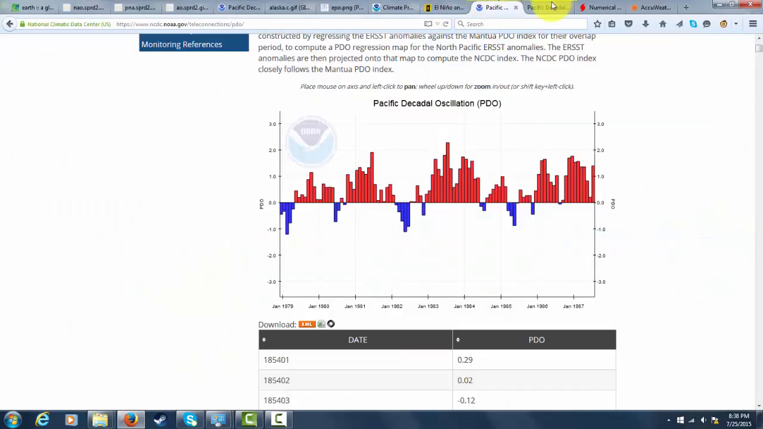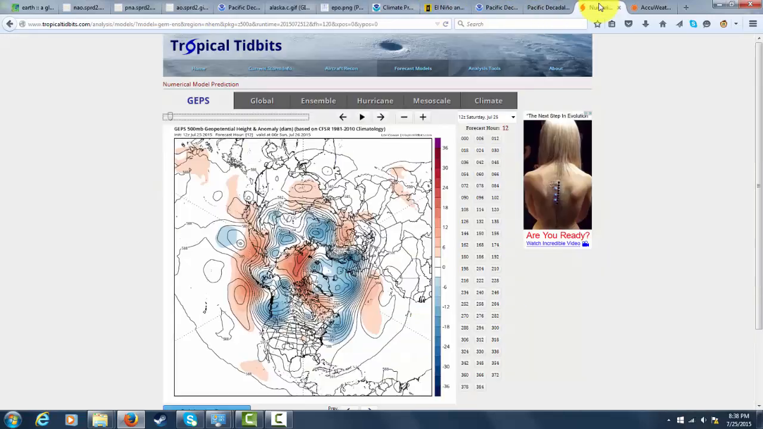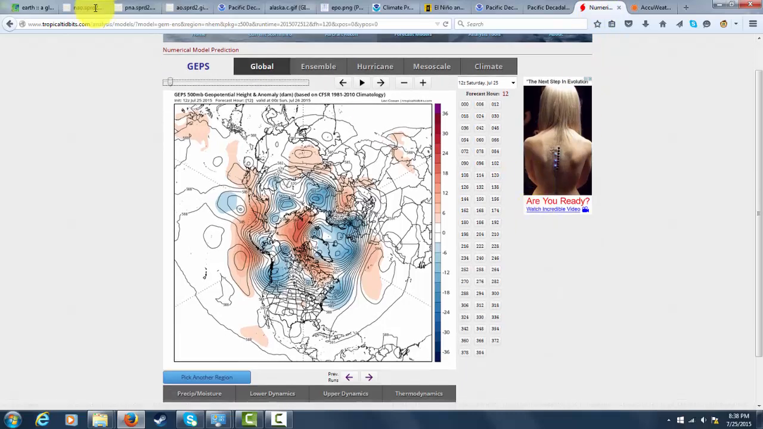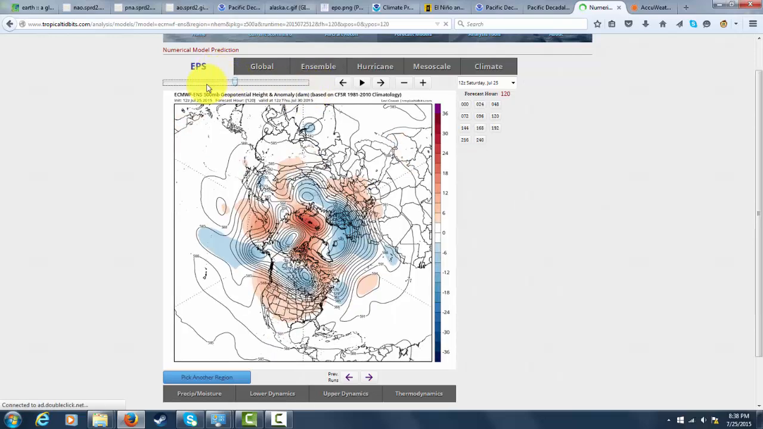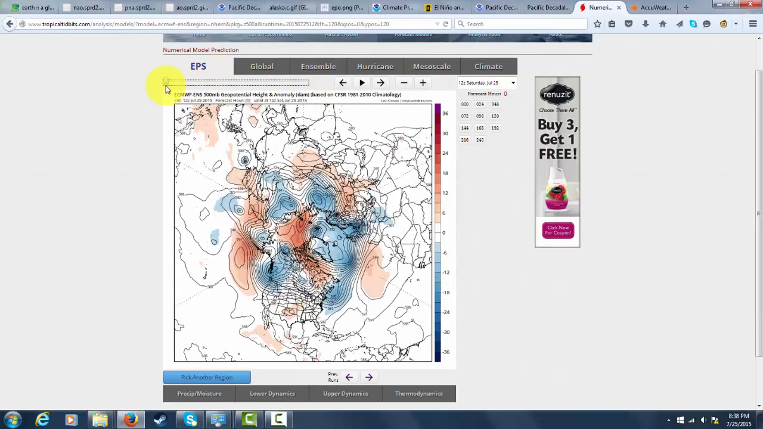Going into the 500 millibar height anomalies, these are ensembles of the GFS and the Euro. Let's first take a look at the Euro ensemble with the EPS. And as you see, this is the 12Z run today of the EPS. In the initial analysis again, we have that nice ridge of high pressure over the Plains and that upper level low here over the Canadian Maritimes.